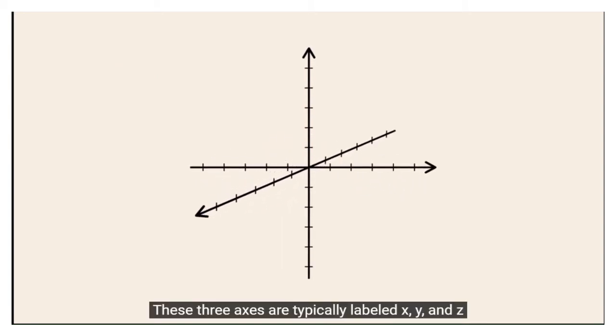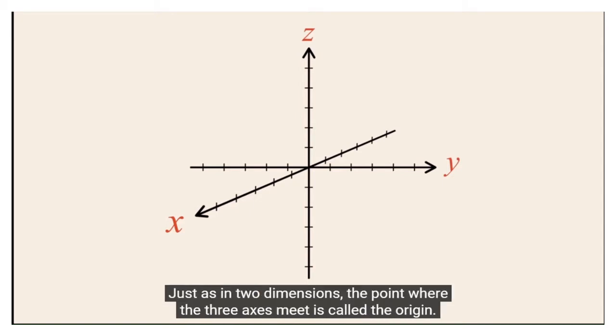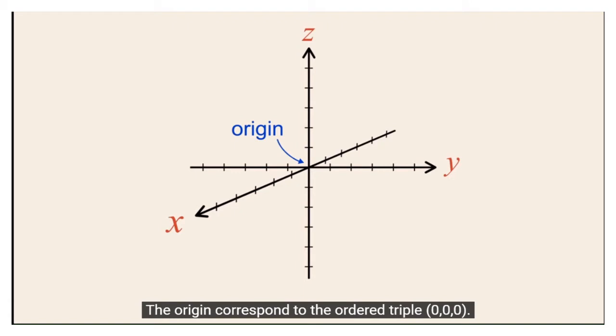These three axes are typically labeled X, Y, and Z, with the positive x-axis pointing out of the page, the positive y-axis pointing to the right, and the positive z-axis pointing up. Just as in two dimensions, the point where the three axes meet is called the origin. The origin corresponds to the ordered triple 0, 0, 0.